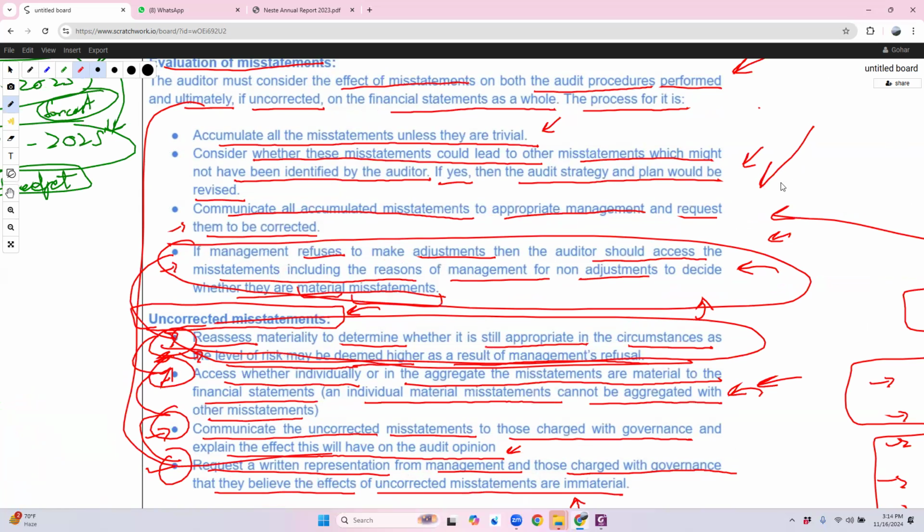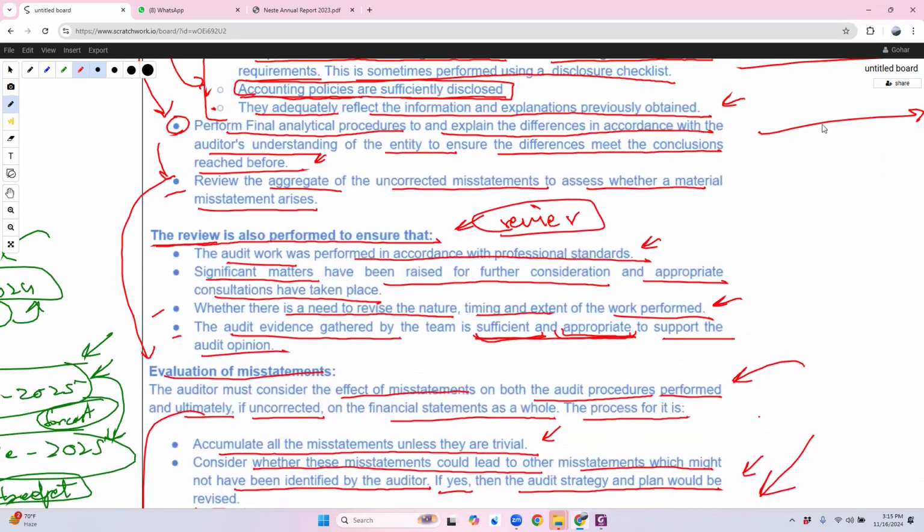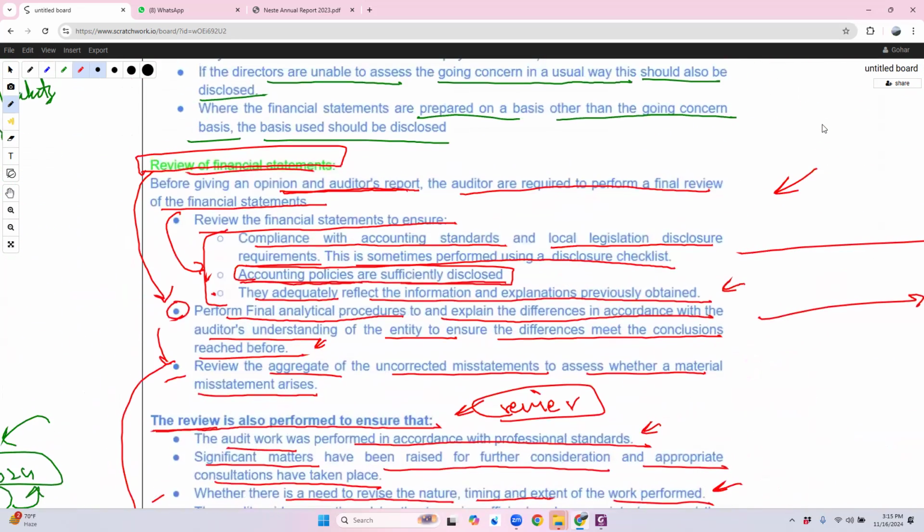Got it? Then you have to follow these steps for the misstatement. This is why basically you review the financial statements on the final step. Any questions up till now?